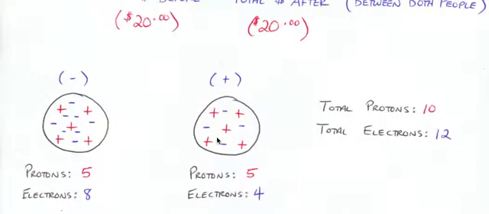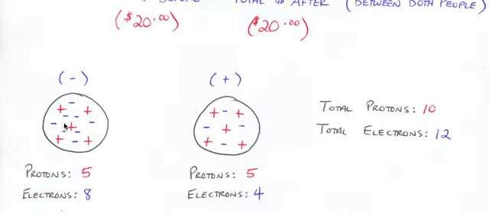If we take a look at these two objects, we know this one is negative because it has 5 protons but 8 electrons. It has more electrons, or negatively charged particles, and therefore has a negative charge. This object has 5 protons and 4 electrons, therefore it is positively charged. It has more protons than electrons. If I look at how many they both have together, I have a total of 10 protons and a total of 12 electrons. So while this object is negative and this object is positive, and they both have varying amounts of electrons, the total protons and electrons should remain constant throughout.